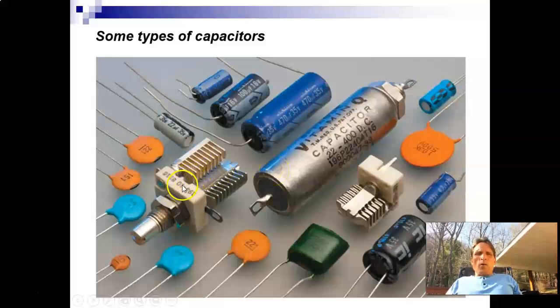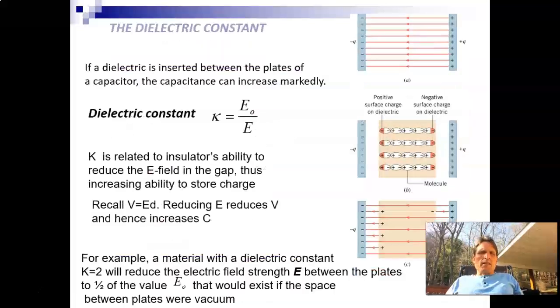You've already dealt with this one without even knowing it. This is a tuner on your radio. You tune the capacitor by adjusting these plates, and that adjusts the frequency that your antenna can pick up, or more precisely, your circuit. So we all deal with capacitors without even knowing it.